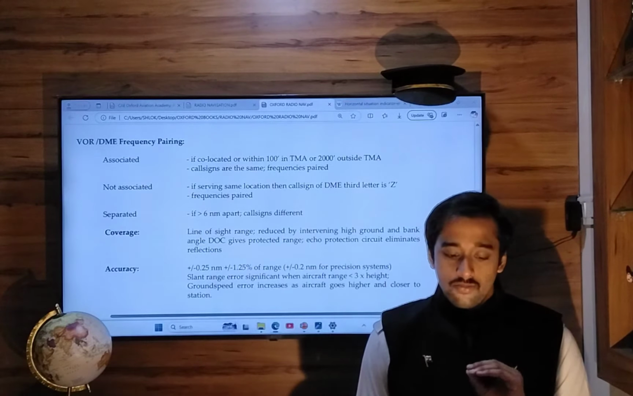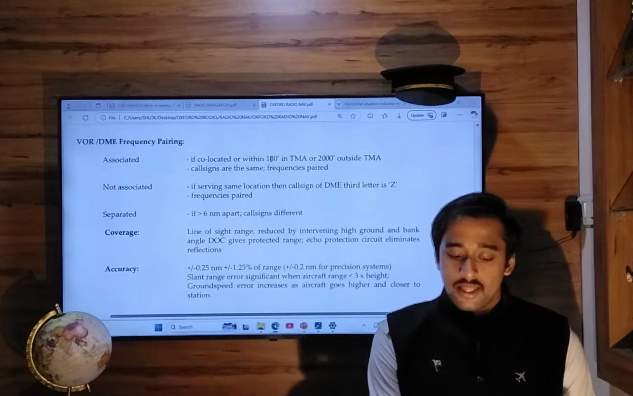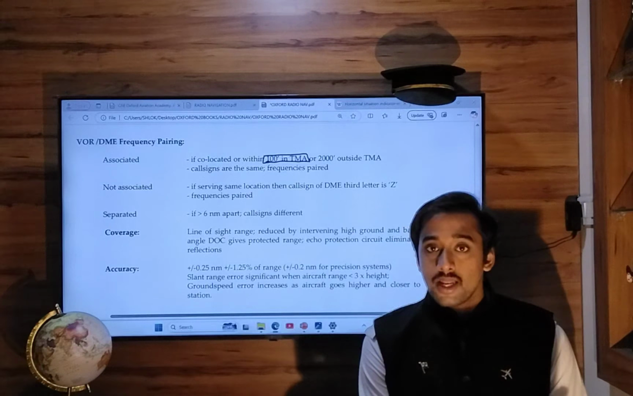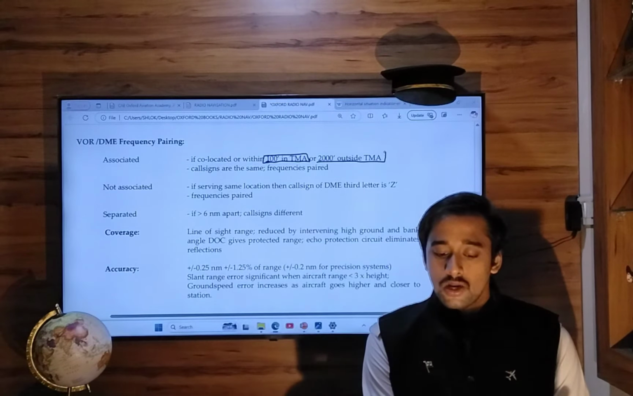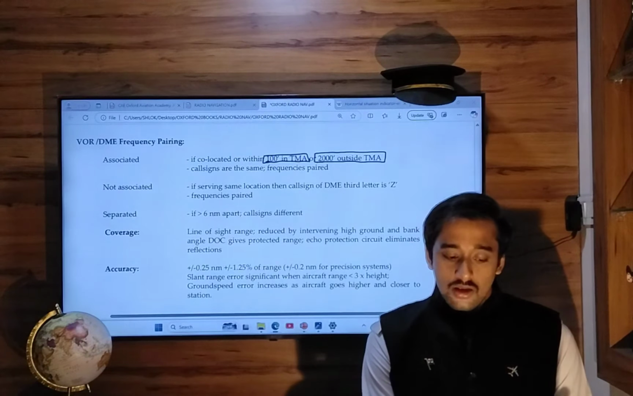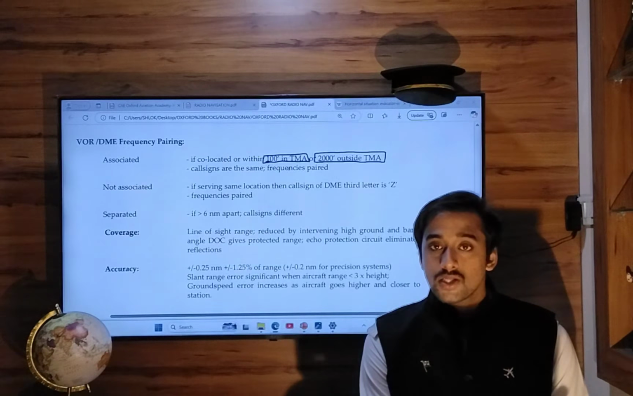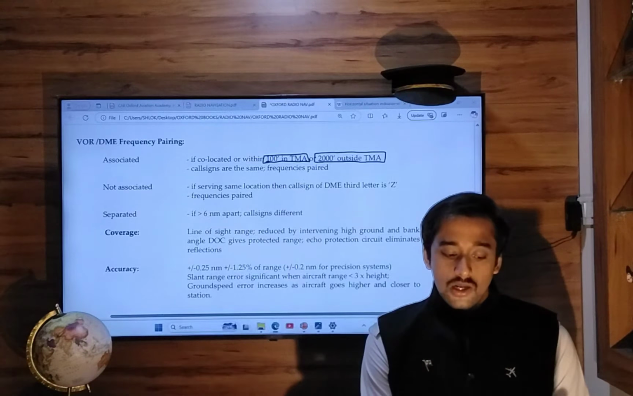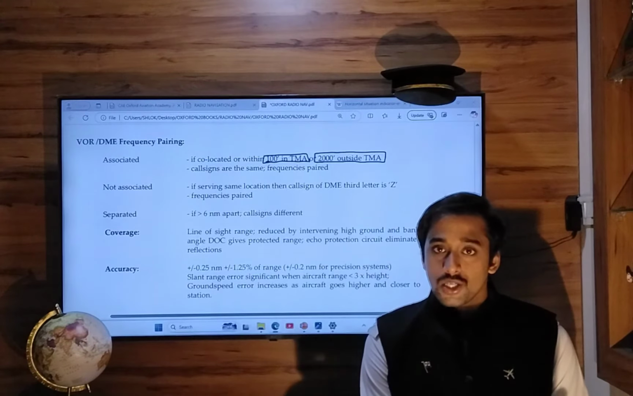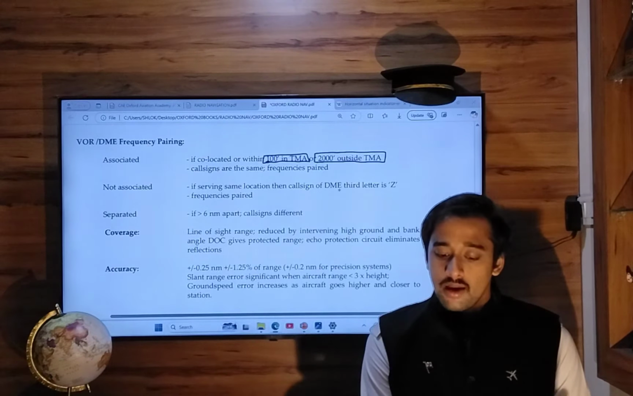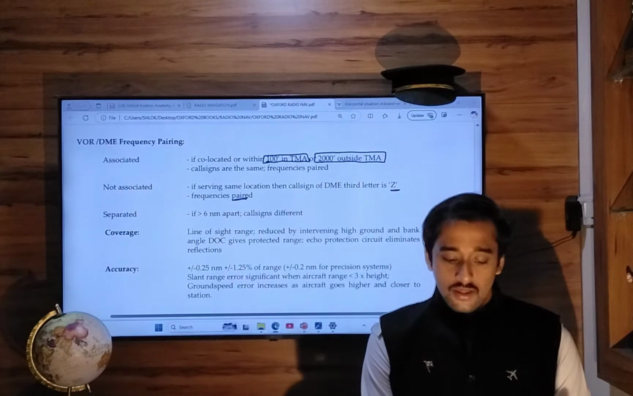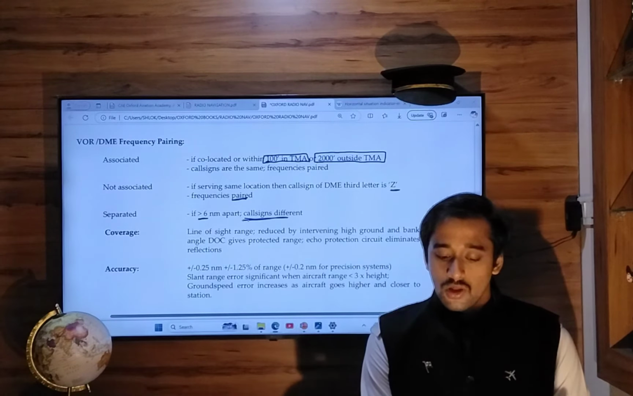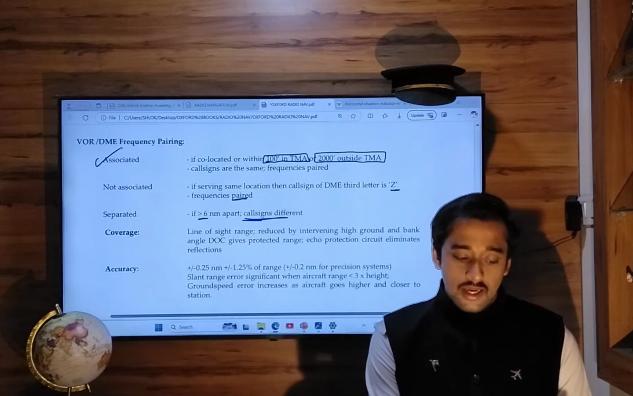So if they are co-located in a terminal area, the distance between them should be 100 feet. And if they are not located in terminal area together, the distance between them should be 2000 feet. In that case, call signs are the same, frequencies are paired. If they are not co-located, but serving the same location, for example, Mumbai, then the DME call sign's third letter should be Zulu, and frequencies are paired. And if they are very much separated from each other, like more than 6 miles apart, the call signs will be different. So these three things you have to remember.